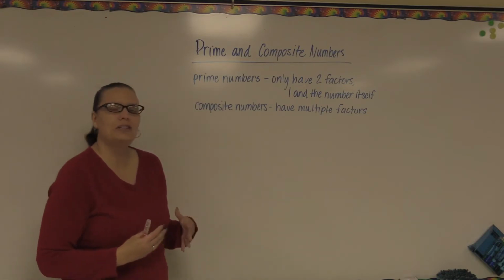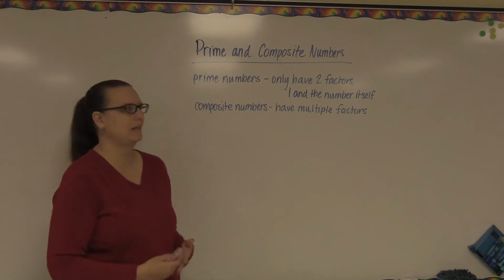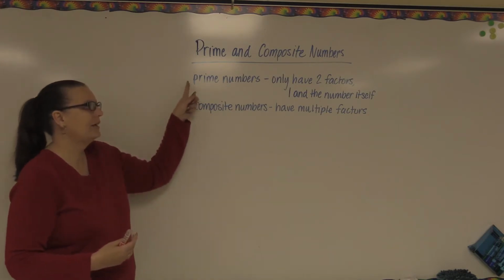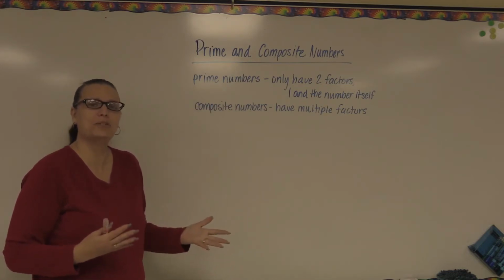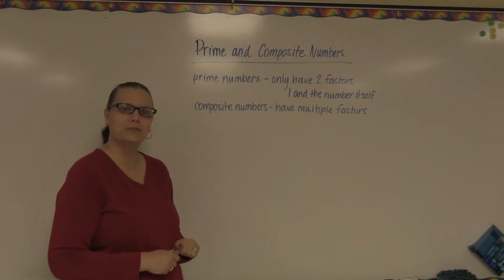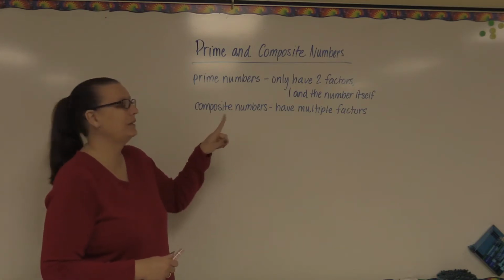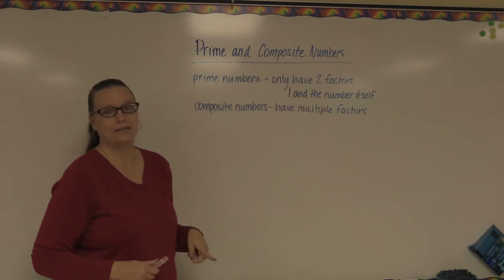The next topic that we talked about was prime and composite numbers. I want to make sure you can tell the difference between them. So a prime number is a special number that only has two factors. Remember, factors are those numbers that you multiply together to get a product, and the product is the answer to a multiplication problem. Prime numbers are special because they only have two factors, 1 and whatever number you're talking about.